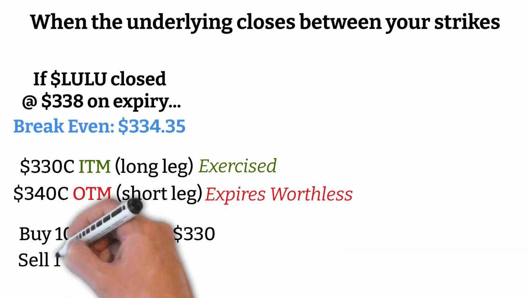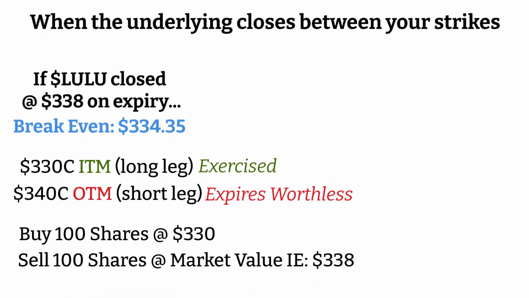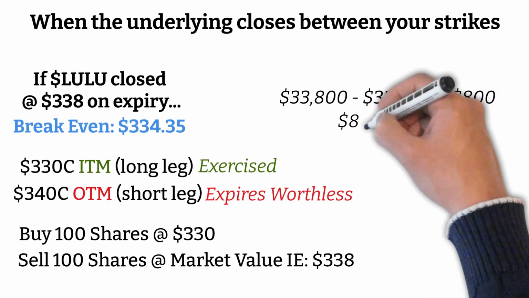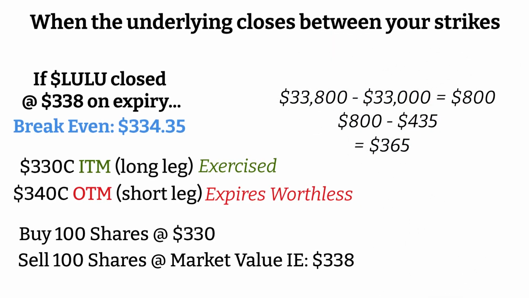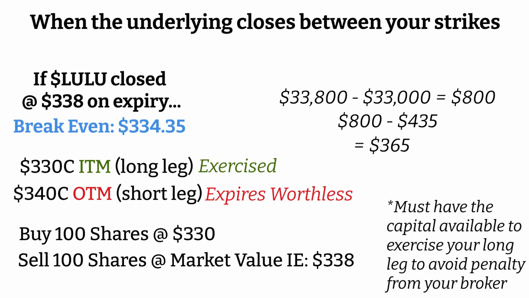You would have to buy 100 shares at $330 a share and then sell them at the market price of $338 a share. That would net you $800 minus the $435 you paid for the spread. Your total profit would be $365. Mind you, you would have to have $33,000 in your account to buy the shares if your contract was exercised.